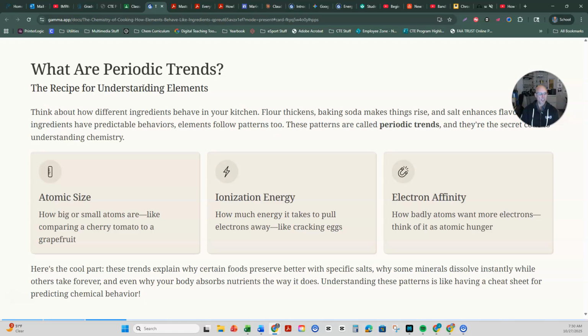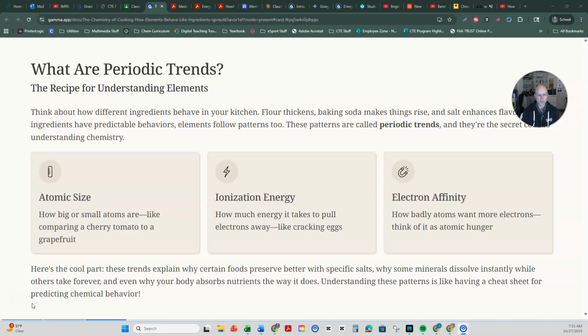So you have atomic size, how big or small atoms are, like comparing a cherry tomato to a grapefruit. You have ionization energy, and ionization energy is how much energy it takes to pull electrons away. It's sort of like cracking eggs. And then lastly, electron affinity. So how badly do atoms want more electrons? Think of it as like atomic hunger.